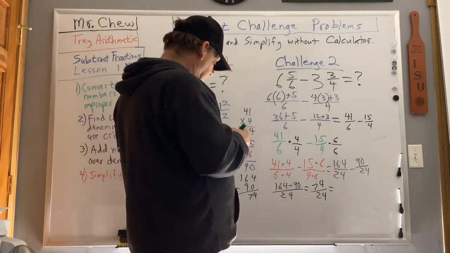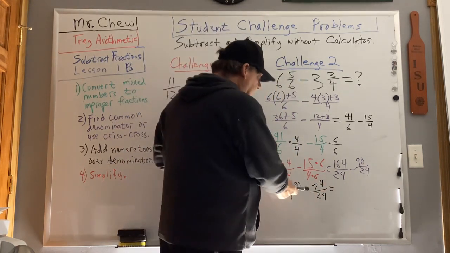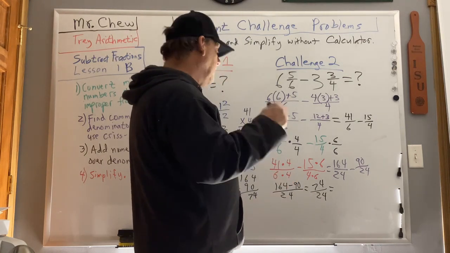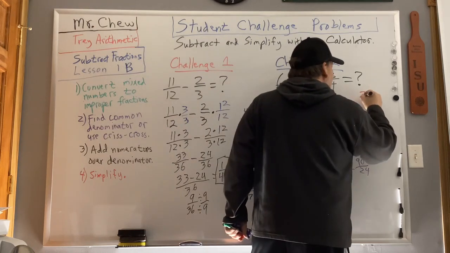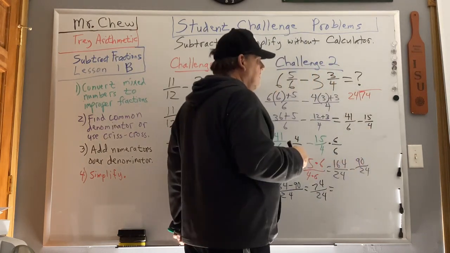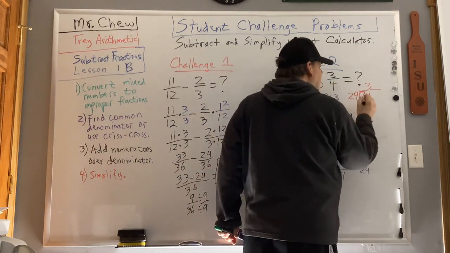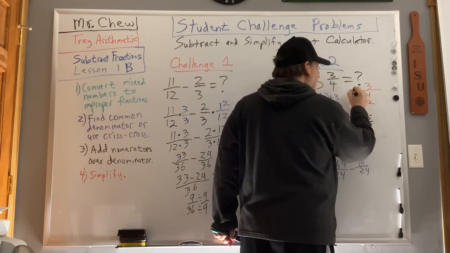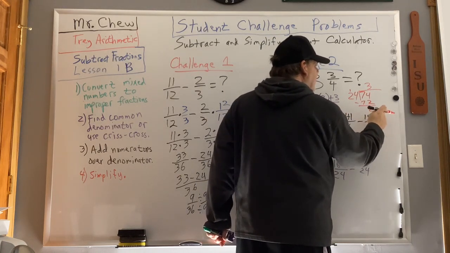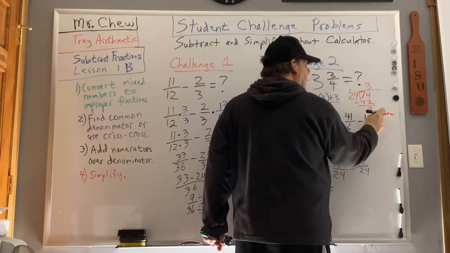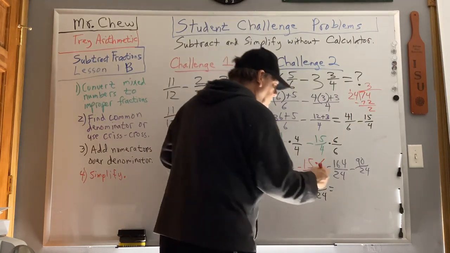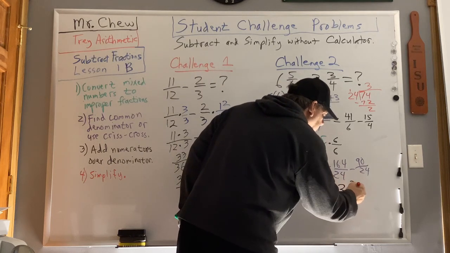Okay, so now 74 over 24 means I have to take the 74 divided by 24. I'll do it up here in this little bit of white space. So I have my 74 and I divide it by 24. That goes 3 times. 3 times 4 is 12. Carry the 1. 3 times 2 is 6. Plus 1 is 7. Here's my remainder. So the answer is 3 and 2 24ths.